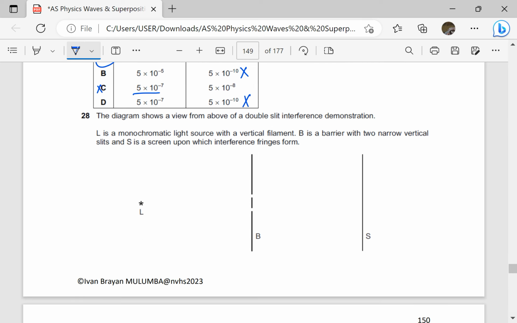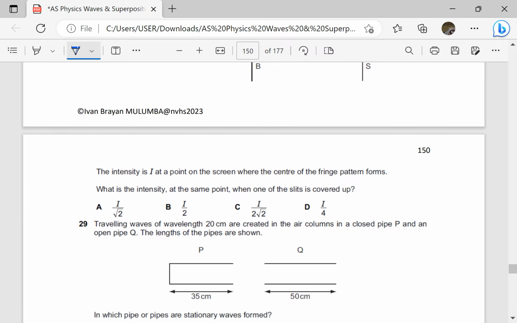The diagram shows a view from above of a double slit interference demonstration. L is a monochromatic light source with a vertical filament. B is a barrier with two narrow vertical slits, and S is a screen upon which interference fringes form. The intensity is I at a point on the screen where the center of the fringe pattern forms. What is the intensity at the same point when one of the slits is covered up?